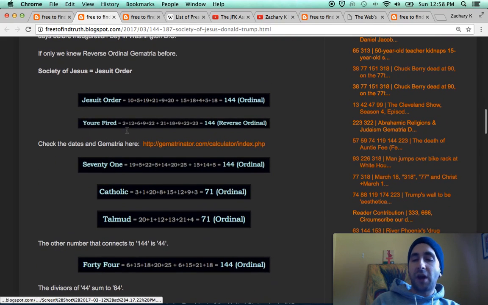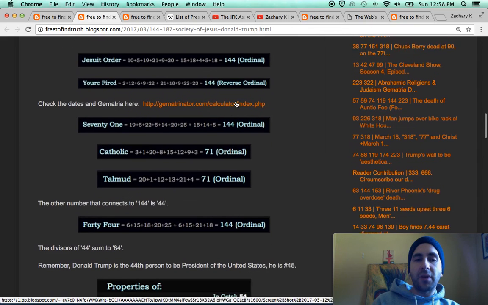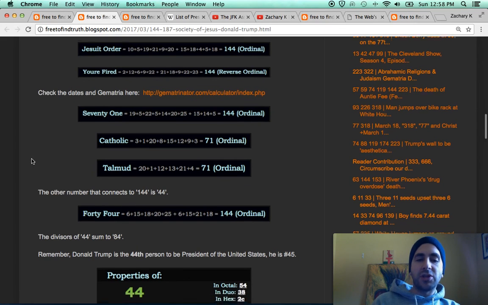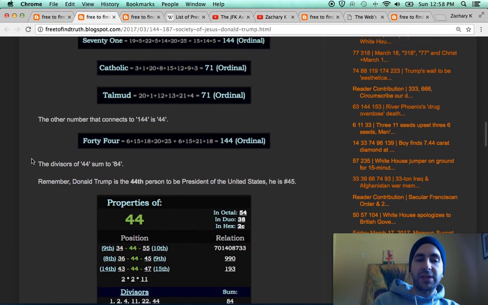In terms of the 144 being connected to the assassin of JFK and RFK, Catholics and likely Jesuits as well. Jesuit order also has that gematria of 144. Both men dead by that number. Catholic has gematria of 71. There's only two numbers when written out that sum to 144. One is 44. The other is 71. JFK, first Catholic president only to date.